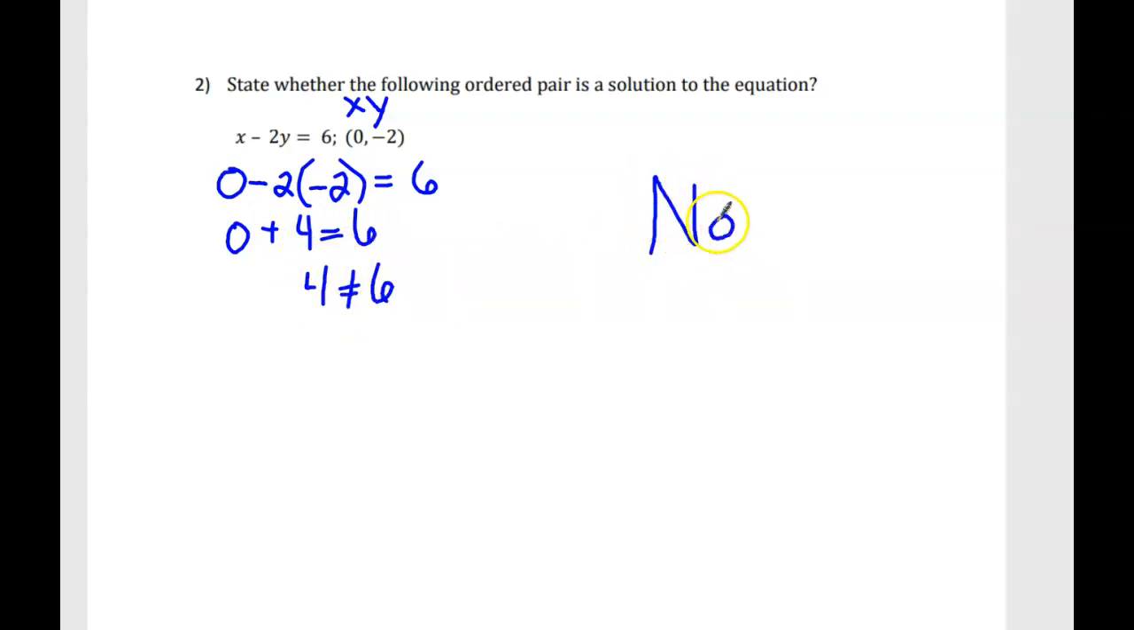So to see if an ordered pair is on the line, you simply plug in the values for your x and your y. So your x is 0, minus 2 times your y, which is negative 2, equals 6. So this becomes 0 plus 4. And let's see, does 4 equal 6? No, 4 does not equal 6. So this is no. That ordered pair would not be on the line.